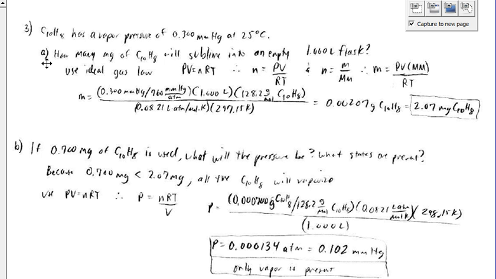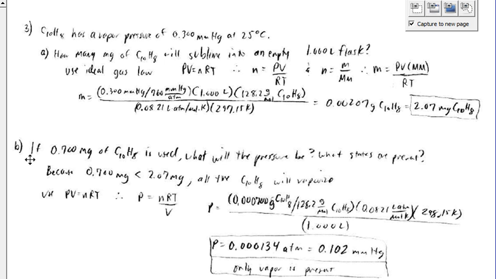The first question in part A is how many milligrams of this substance will sublime into an empty 1 liter flask? So you use the ideal gas law, PV equals nRT, and rearrange to solve for mass, with a substitution in there as well for mass over molar mass. When you solve for mass, you get a value of 0.00207 grams of C10H8 that can sublime into an empty 1 liter flask, or 2.07 milligrams of this substance.